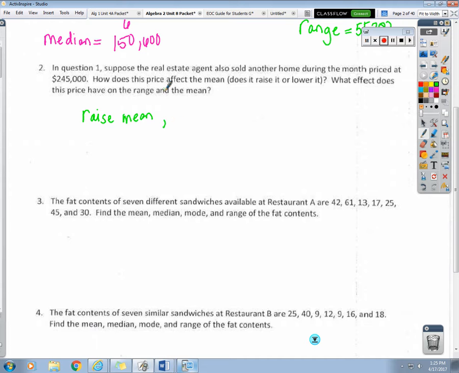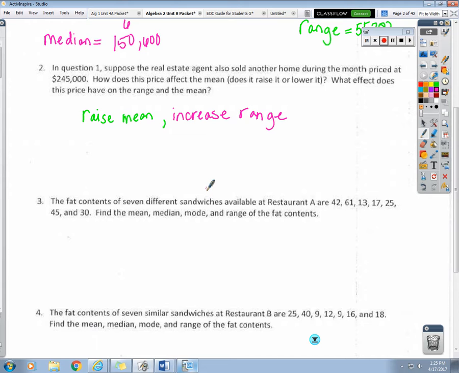And then what will it do to the range? It will also increase the range. Because think about it, now your highest number will be 245,000, and you'll be subtracting 118.7 from it, which is a larger distance away. So it'll increase the range as well.